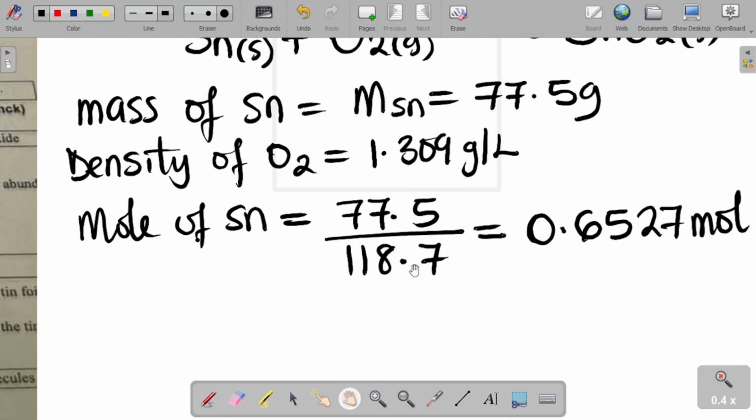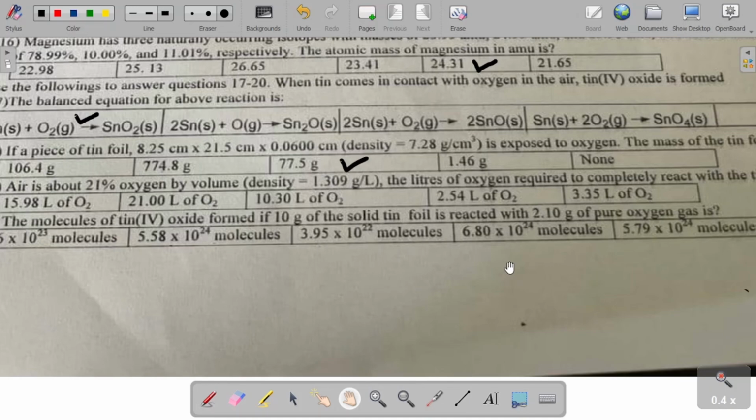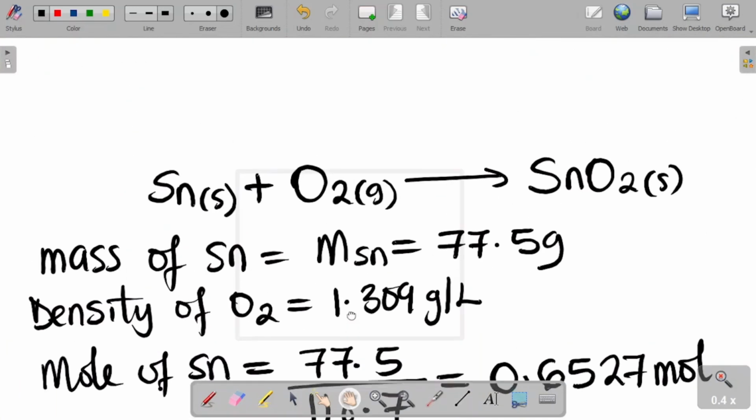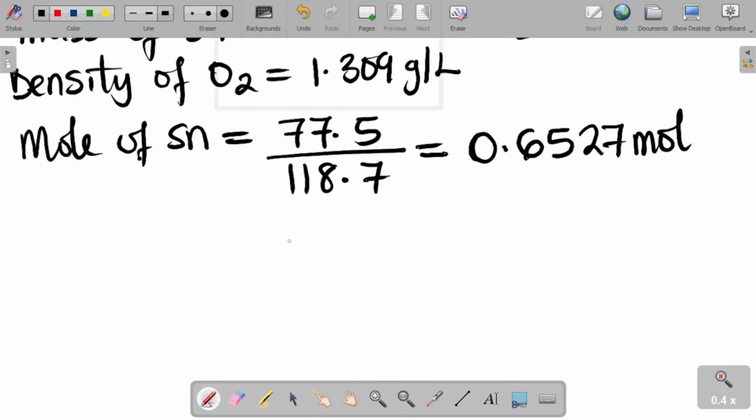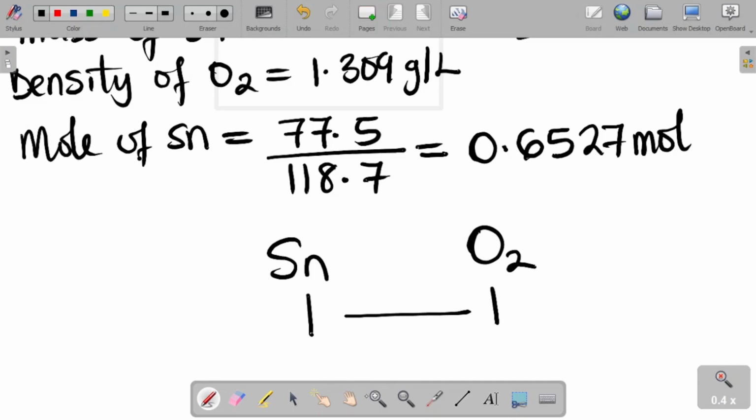Now, what's the next thing you do here? From here, let's get the molar ratio. From what we have here, we have 1 mole of tin, because you have one here, is to 1 mole of oxygen, because you have one here. That's your molar ratio, is to 1 mole of tin oxide. From the balanced equation of the reaction, you need a mole of tin to react with a mole of oxygen.